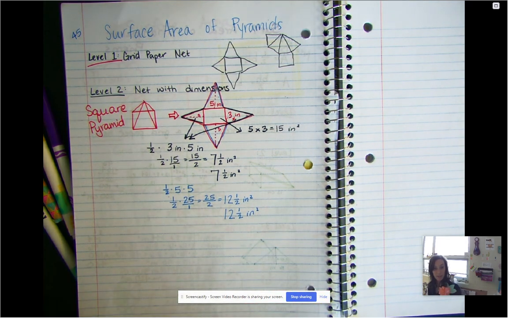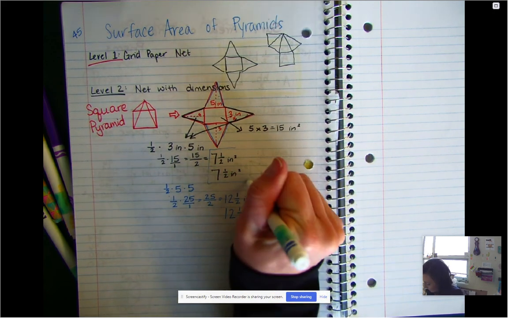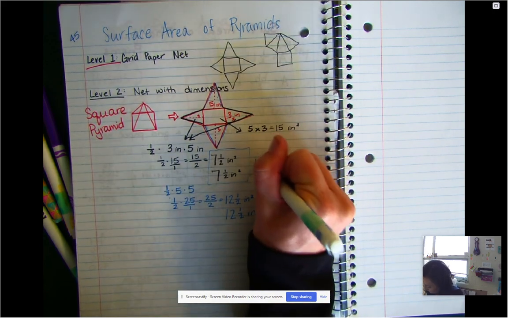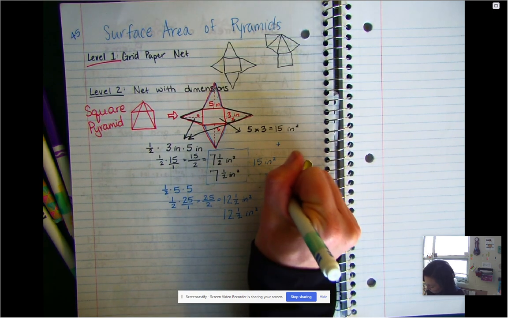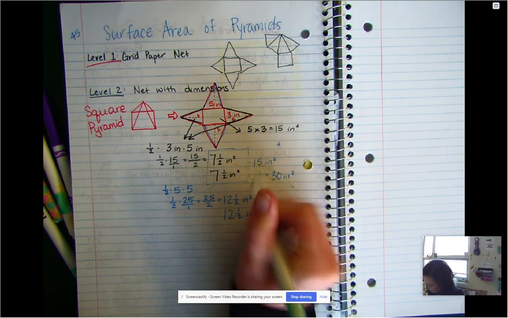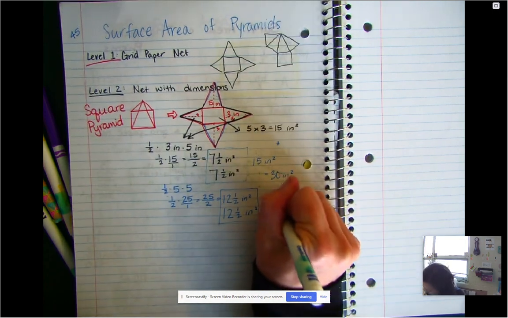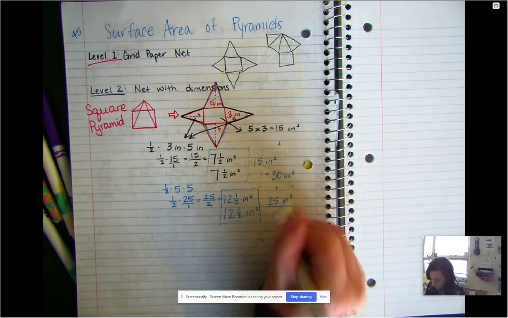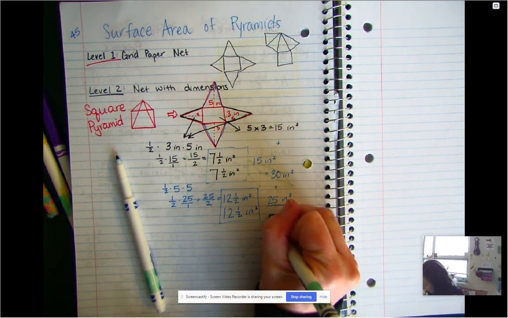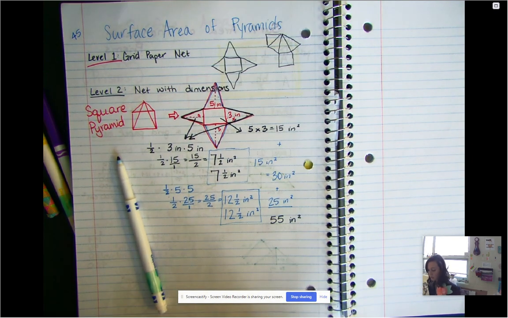So now it's time to add things up. I have 7.5 plus 7.5 conveniently makes 15 inches squared. 15 inches squared and 15 inches squared makes 30 inches squared. These two together make 25 inches squared. So 30 plus 25 inches squared means the surface area of this square pyramid is 55 inches squared.